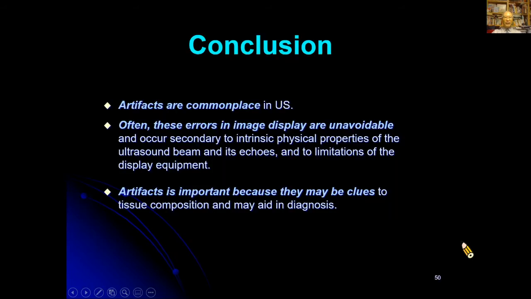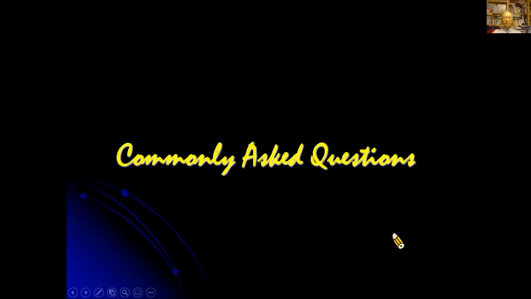So in conclusion, artifacts are commonplace in ultrasound. Often these errors in image display are unavoidable and occur secondary to intrinsic physical properties of the ultrasound beam and its echoes. Artifacts are important because they may be clues to tissue composition and may aid in diagnosis.